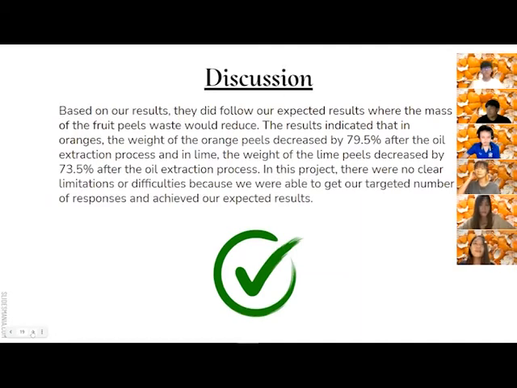Discussions based on our results. Our results did follow our expected results in the first place, where the mass of the food peel waste would reduce. The results indicated that in oranges, the weight of the orange peels decreased by 79.5% after all extraction processes, and in lime, the weight of the lime peels decreased by 73.5% after all the extraction processes.